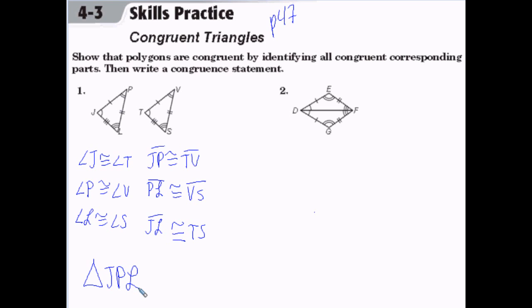Whatever order I put these in, the matching letters have to go in the same order though. Since J matches with T, T has to go first. And then P, so V, and then L, so X. The first one won't matter, but the second one you have to put in the same order so that when you're done, the corresponding angles are in the same position. So not too bad.